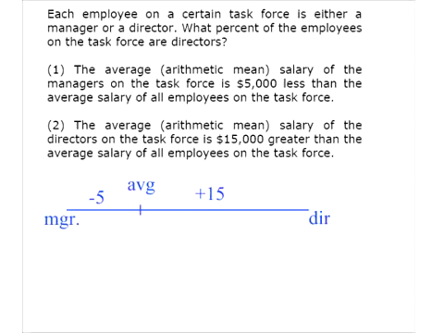So what's the ratio here of these differences of 5 under and 15 over? Yeah, one is 3 times bigger than the other. So this is a 1 to 3 ratio. What does that actually mean in terms of the number of managers versus the number of directors? Does that mean that there are 3 times as many directors?